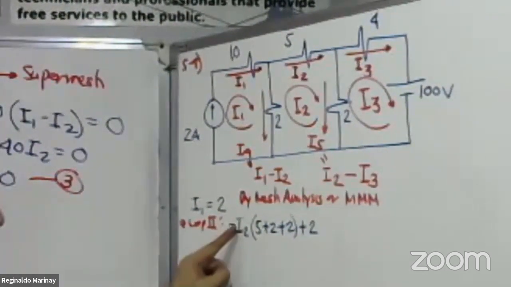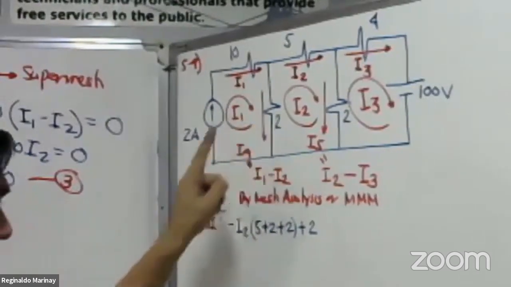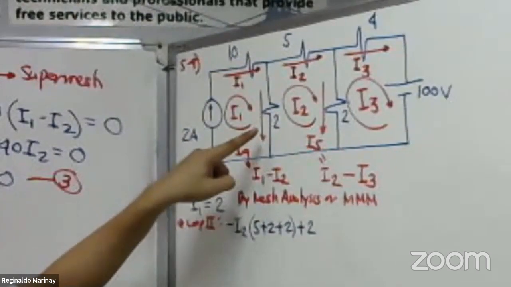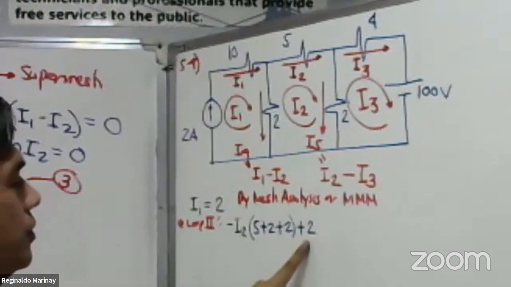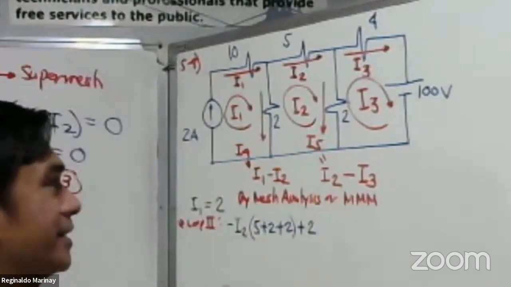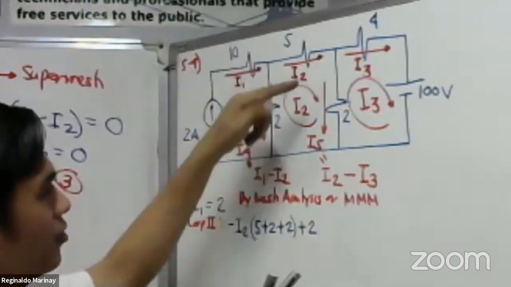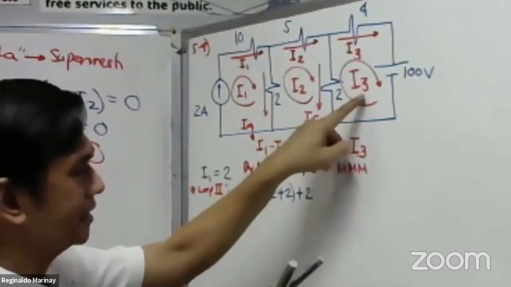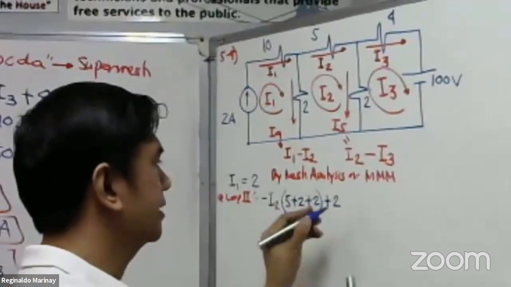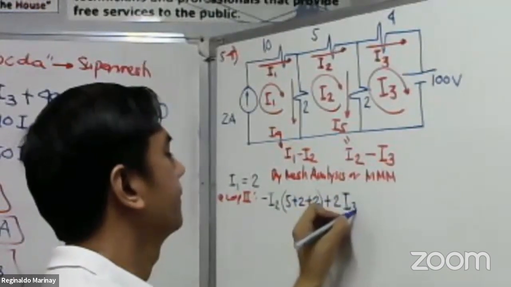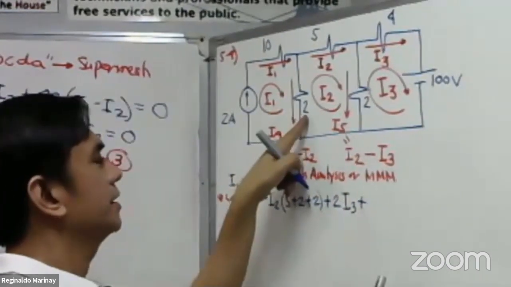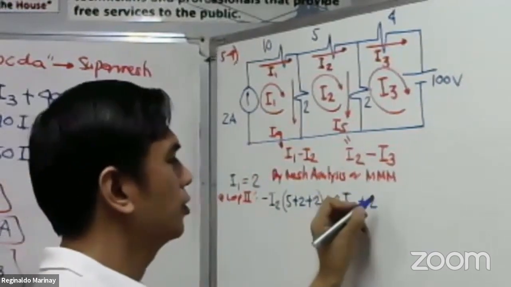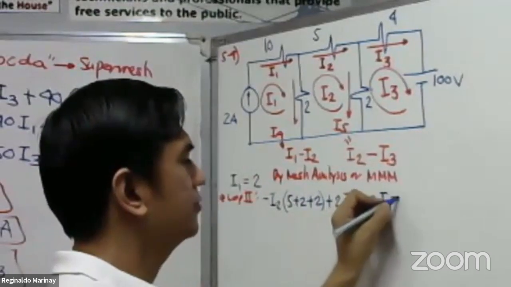Again, we have negative circulating current at loop 2, I sub 2, multiplied by the loop resistances, 5 plus 2 plus 2, 10 plus 2, multiplied by the adjacent current. So, sino yung adjacent? Yung katabi niyang kuryente dun sa loop 2. Ito yung resistor na kino-consider. I sub 3 yon. So, plus 2, I sub 3. What about here? O, dito naman. O, di plus 2, ano yung adjacent resistor natin? So, 1. So, that will be equal to 0.